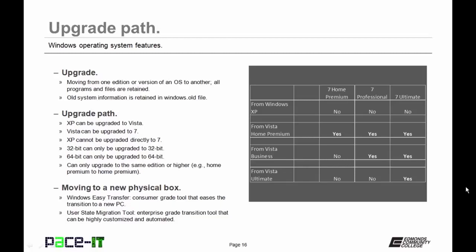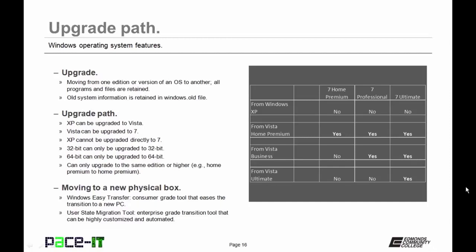If you're running 32-bit, you can only upgrade to 32-bit, and if you're running 64-bit, you can only upgrade to 64-bit. Also, you can only upgrade to the same version or higher. That means if you're doing Home Premium, then you can go Home Premium and higher. But if you're going from Ultimate version, you've got to go Ultimate.